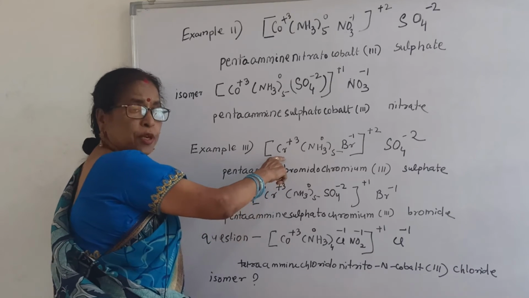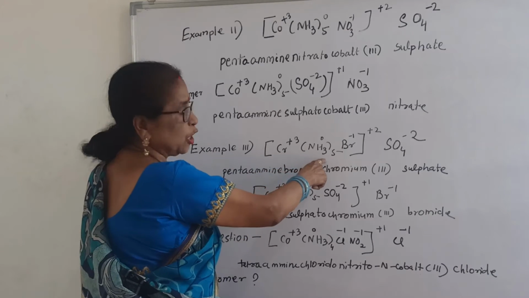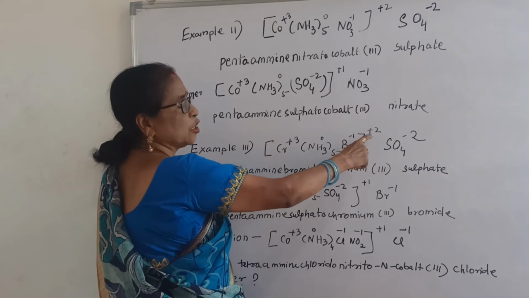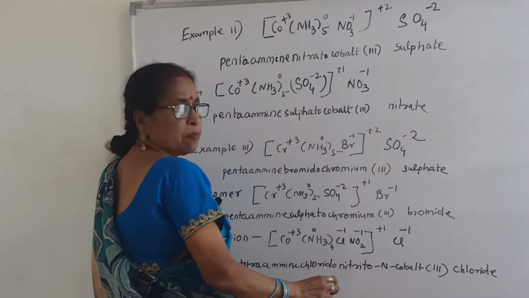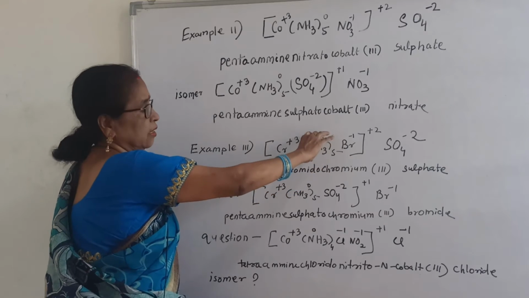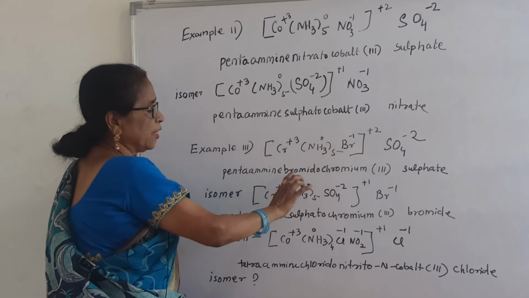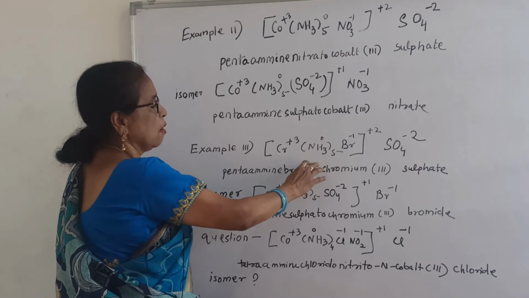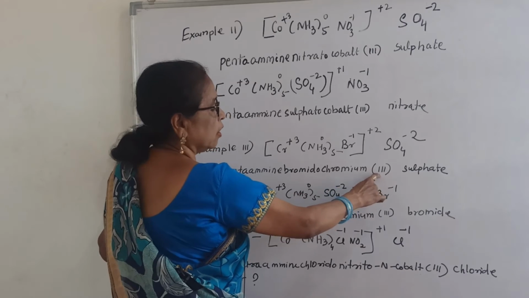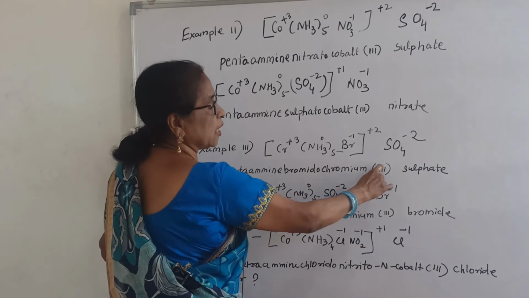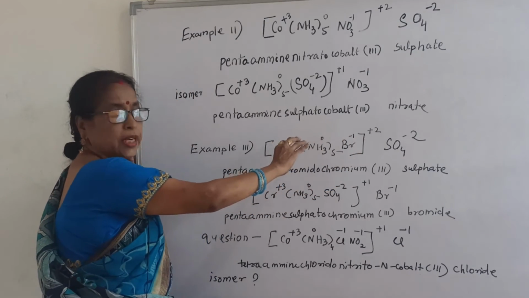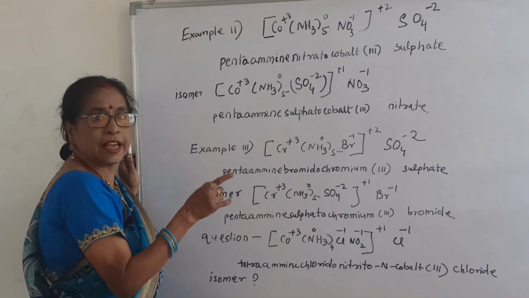Now come to example number 3. Here chromium is surrounded by 5 ammonia molecules which are neutral, and bromido which is -1, so the total charge is +2, and sulfate should be -2. What is the name? Pentamine, neutral, bromido; alphabetically you see amine first, bromido next, chromium 3 because of the 3 plus, a Roman numeral, and there is sulfate. Again see, pentamine bromido chromium 3 sulfate. Sulfate will give the acid radical test.